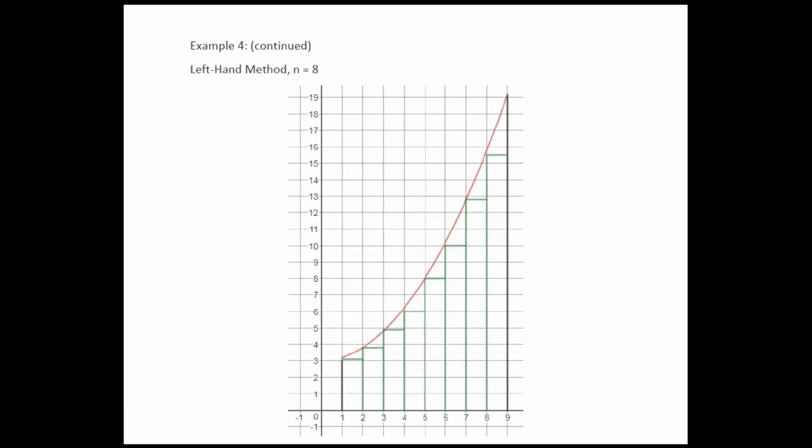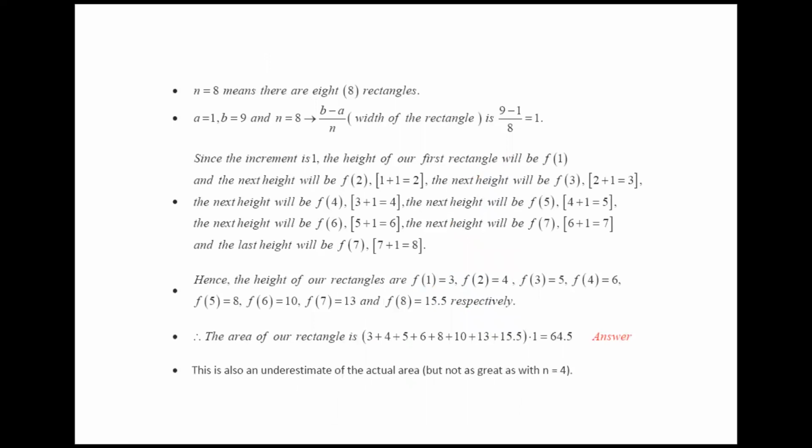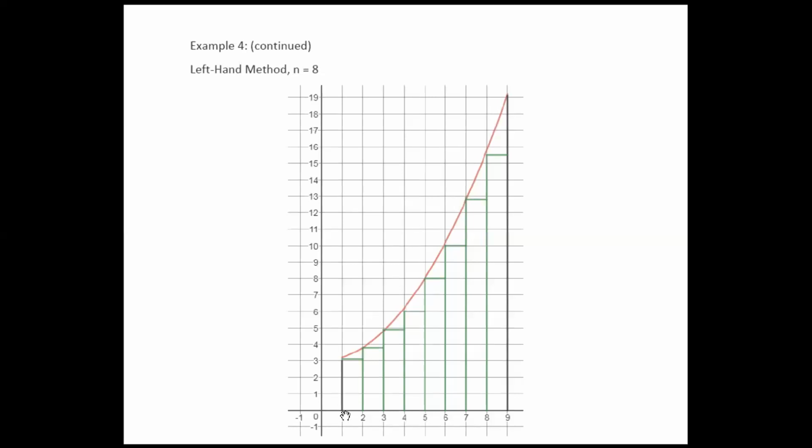Let's go to 8 rectangles. Now, when you have 8 rectangles, B minus A over N is going to be 9 minus 1 over 8. The width is 1, and I'm going up by 1. So let's go over here back to the thing. I start at 1. So f of 1 is 3. I go over 1 to 2. F of 2 is about 4. I go over another one, because my increment, remember, is 1, is 3. F of 3 is 5.